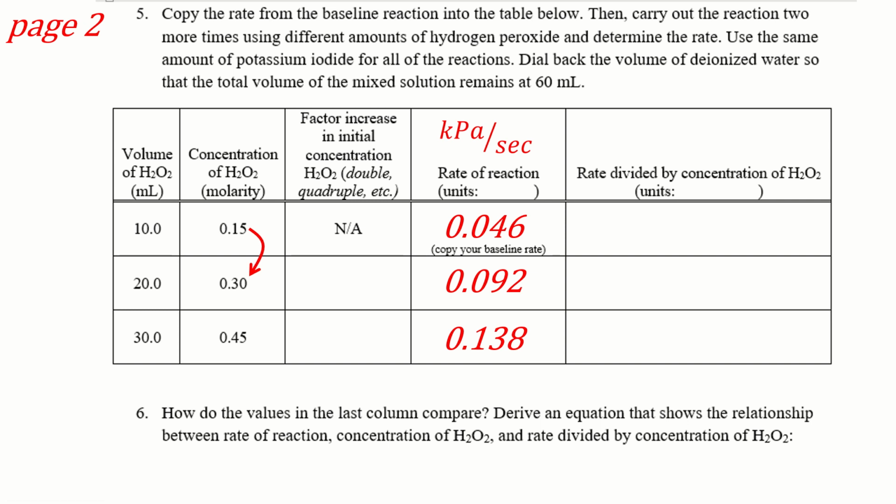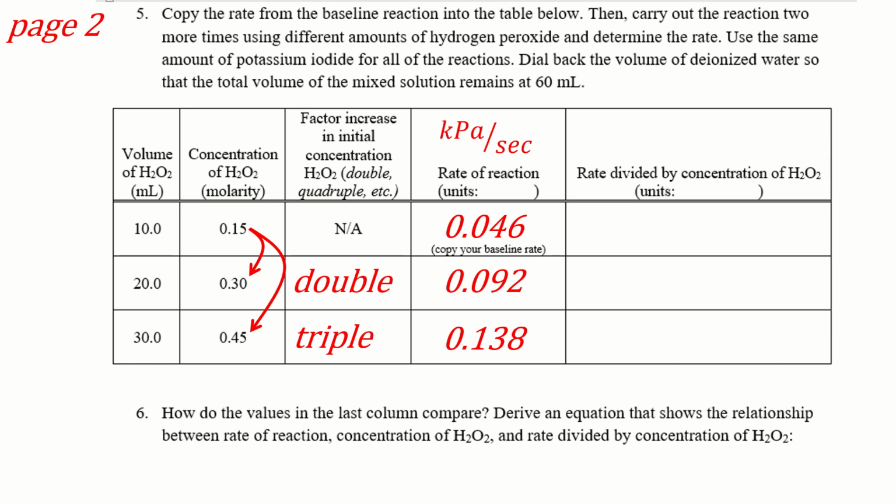So going from 0.15 to 0.3 molarity, that factor increase is double. We're doubling the amount of hydrogen peroxide that's present in a given volume of solution. Going from 0.15 to 0.45, that's tripling the concentration of the solution.